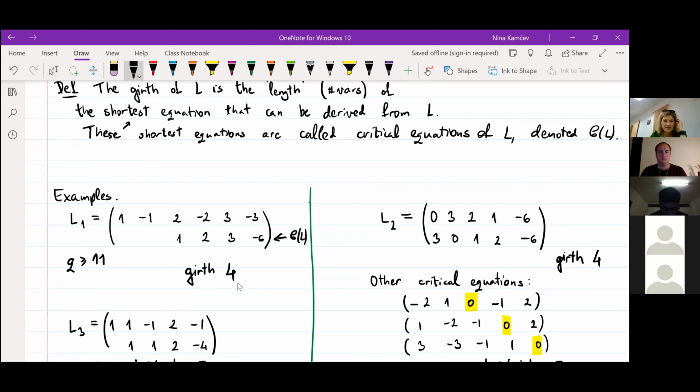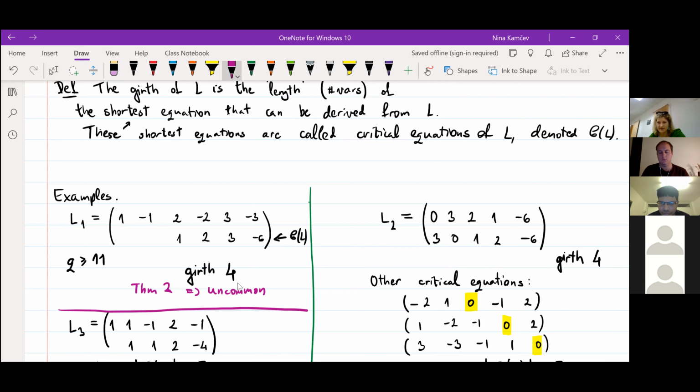And this critical equation is uncommon because, again, the coefficients don't come in plus minus pairs. So altogether, our theorem 2 implies that this system is uncommon. Okay, for L2, once again, we have girth 4, but when we look at the critical equations, we actually have 2 uncommon critical equations and we have 3 common ones. So we actually can't deduce anything about this from our theorem.